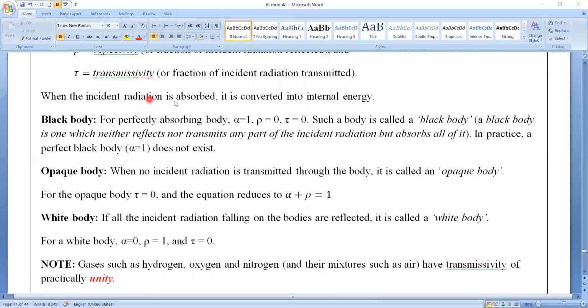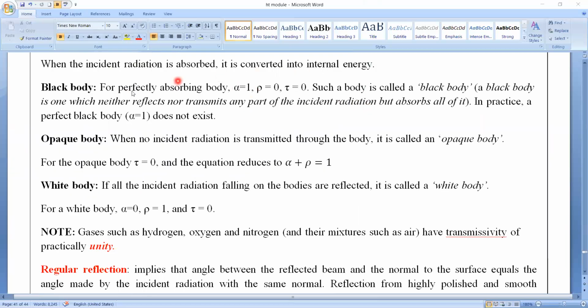When the incident radiation is absorbed, it is converted into internal energy or thermal energy. Now, these terms are very important from your examination point of view. The first one is black body. Now we'll discuss what you mean by black body, opaque, white body, and what the differences are. Frequently, it will be asked in a GATE exam, RRB exam, Railway Recruitment Board, and even SSC exam for the post of junior engineer. So please try to understand these three things carefully.